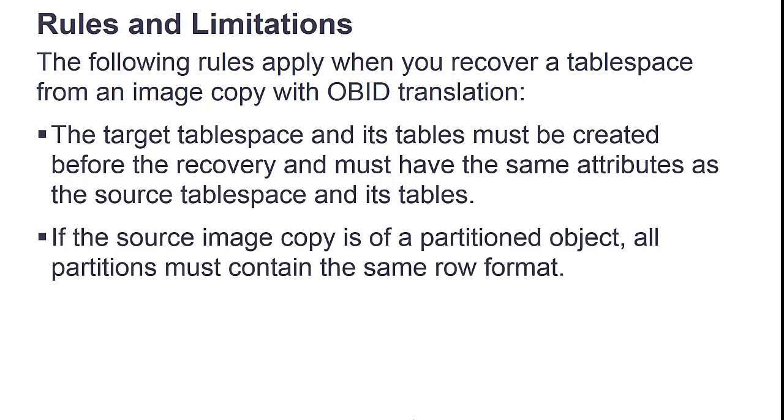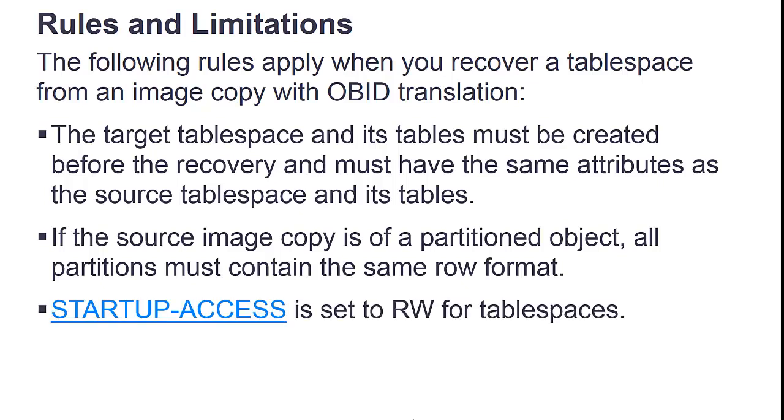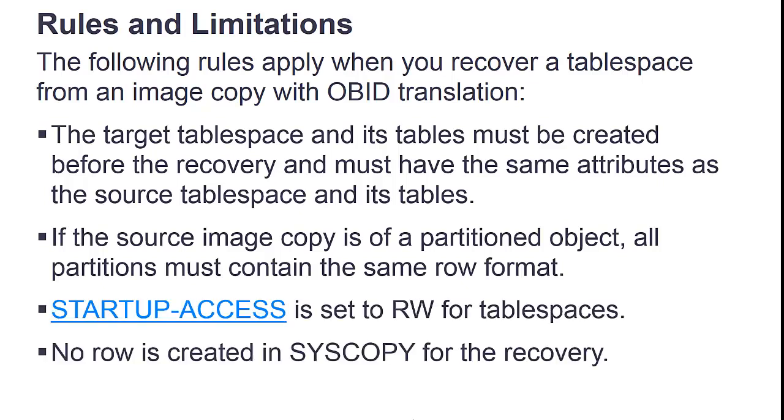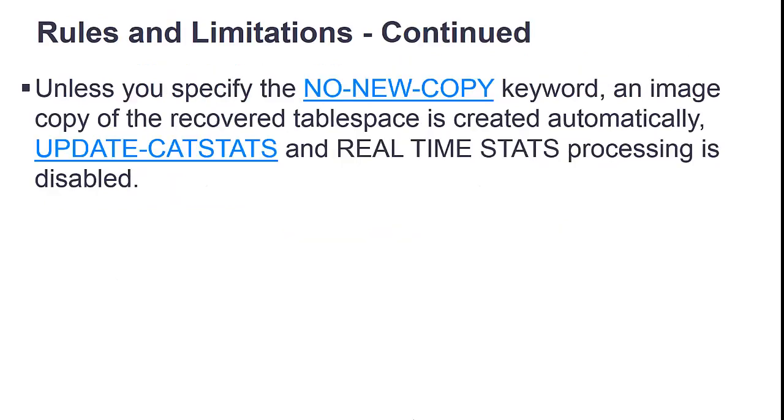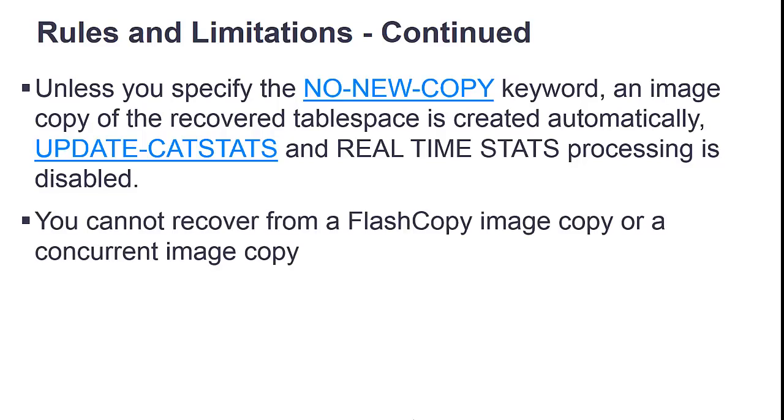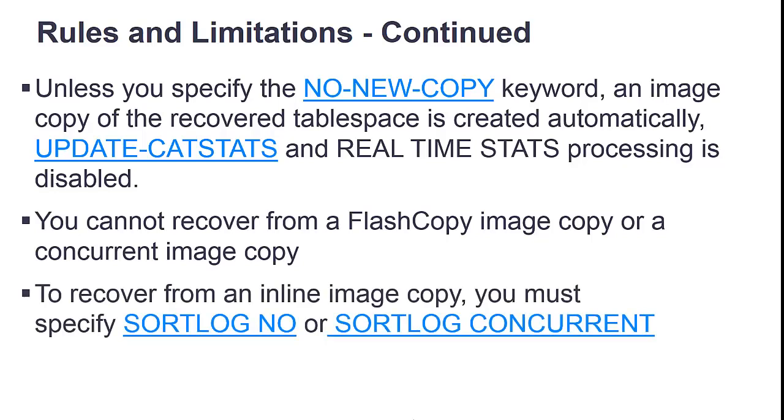If the source image copy is of a partitioned object, all partitions must contain the same row format. Startup access is set to read-write. No row is created in SYSCOPY for the recovery. Unless you specify the no new copy keyword, an image copy of the recovered tablespace is created automatically. You cannot recover from a flash copy image copy or a concurrent image copy. And to recover from an inline image copy, you must specify sort log no or sort log concurrent.